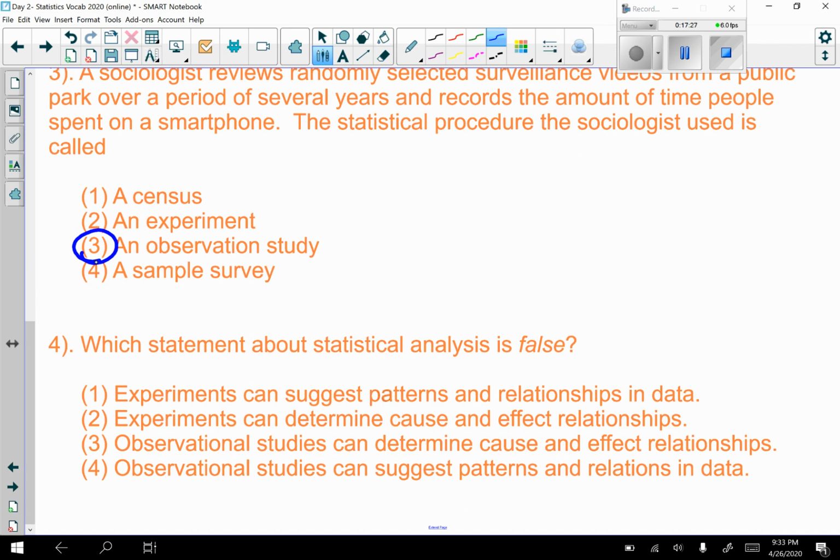Number 4, which statement about statistical analysis is false? Hopefully you chose choice 3. Observational studies can determine cause and effect relationships. The only thing that can determine a cause and effect relationship is an experiment. Not a survey, not an observational study, has to be a controlled experiment.